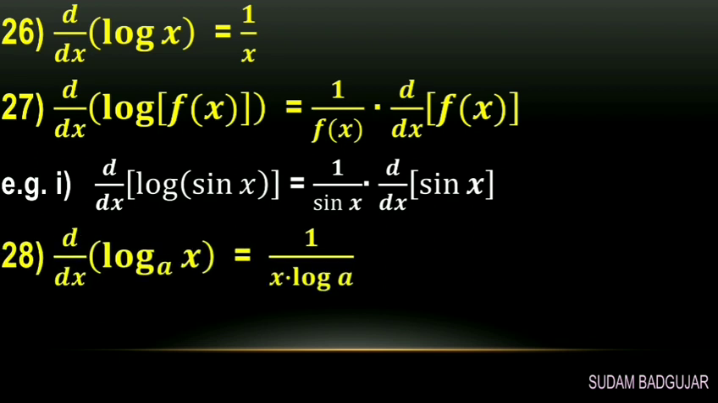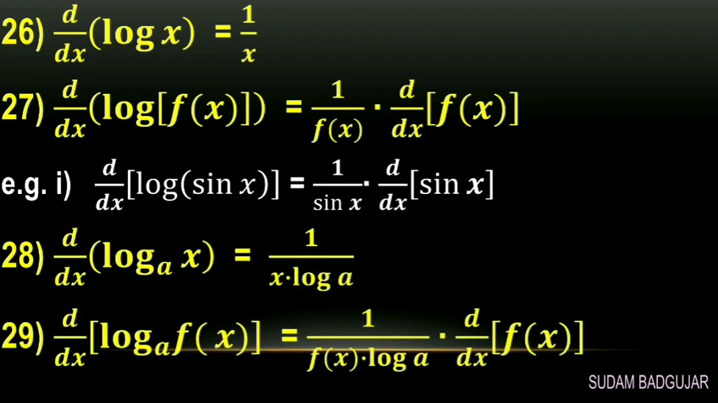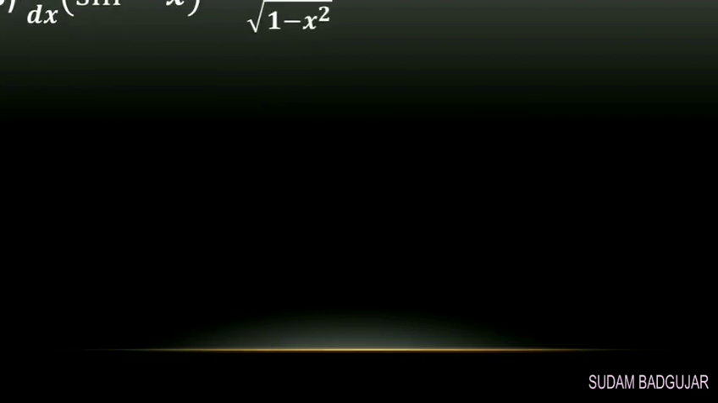Formula 28, the derivative of log x to the base a is equal to 1 upon x into log a. Formula number 29, the derivative of log of f of x to the base a is equal to 1 upon f of x into log a into the derivative of f of x.